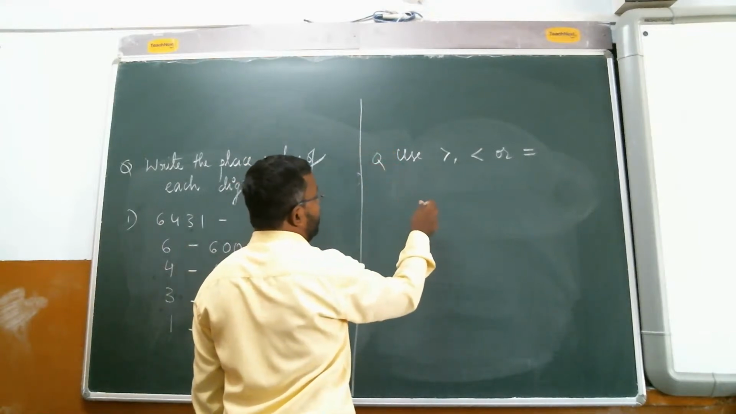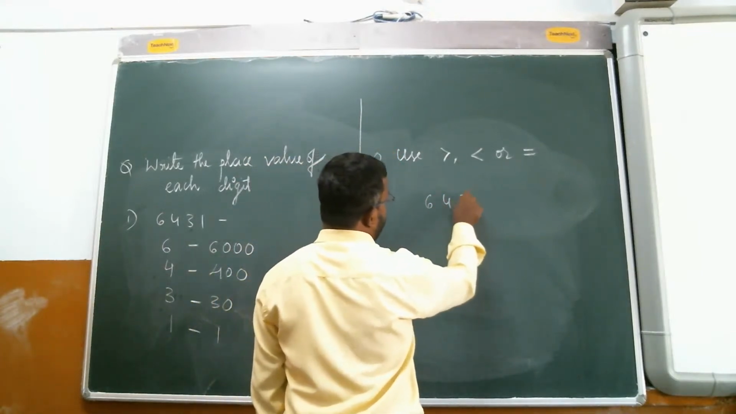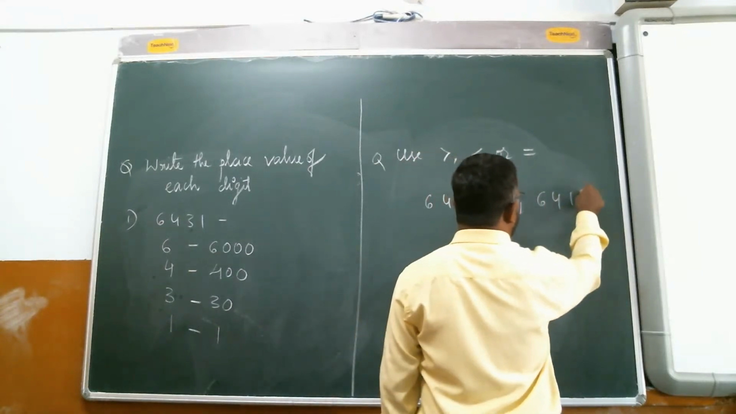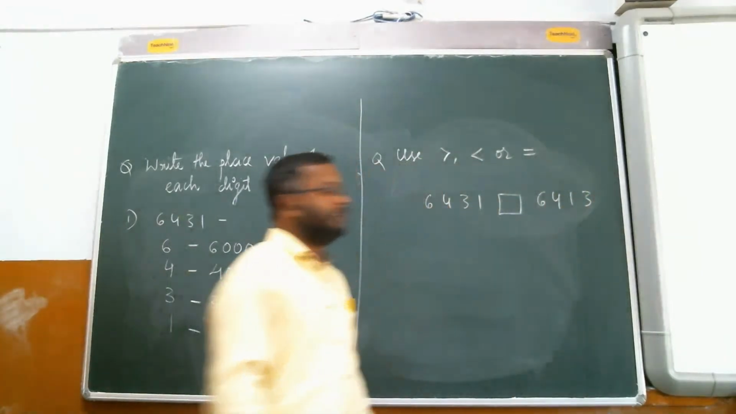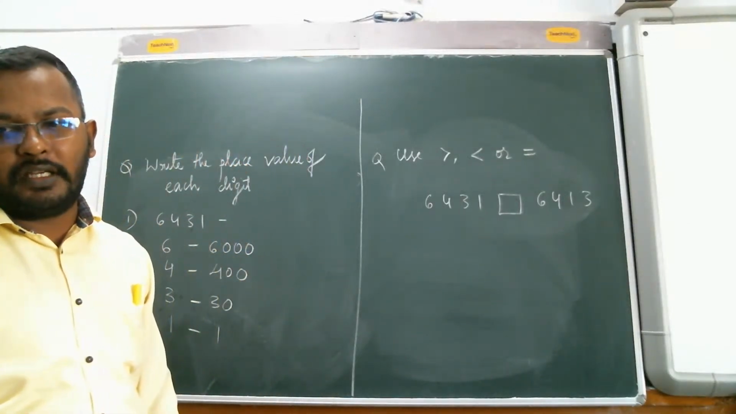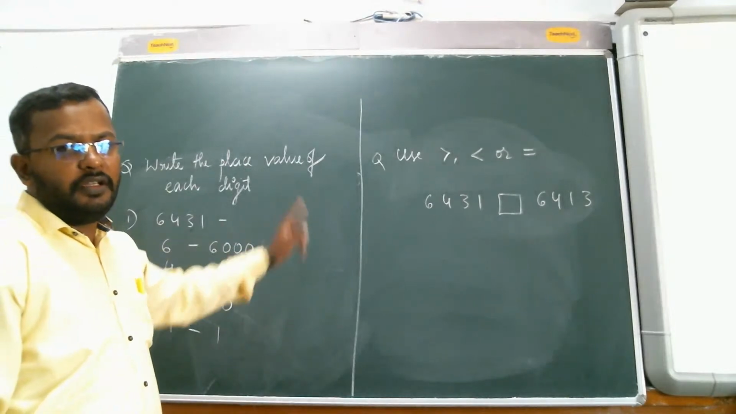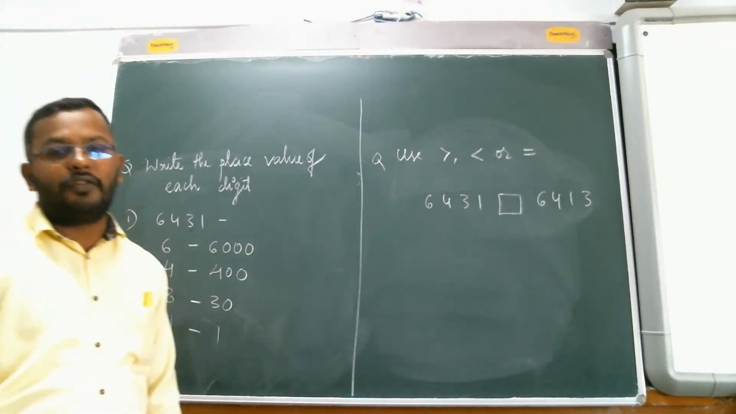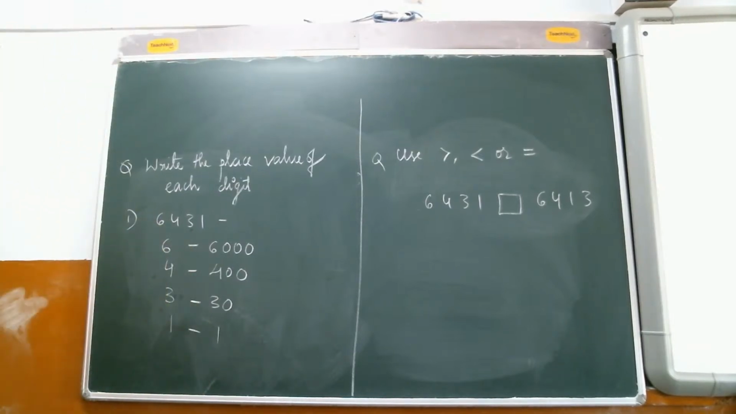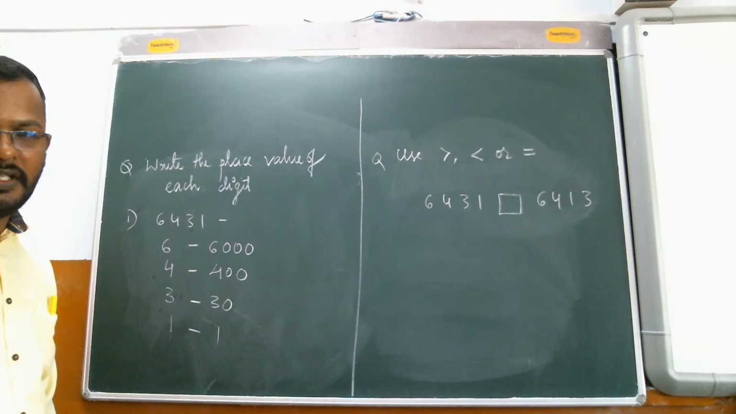So let's take some numbers. 6,431 and 6,413. So now you tell me which symbol we have to write here. We have to use which symbol here? So Riyansh has given greater than.